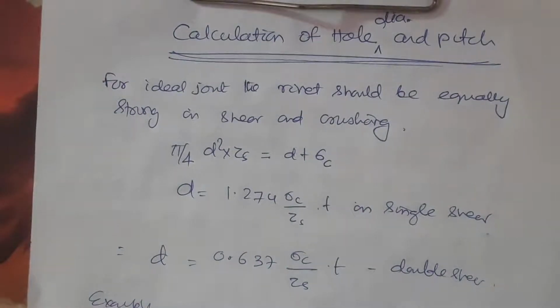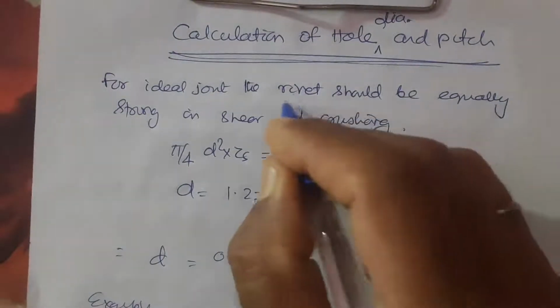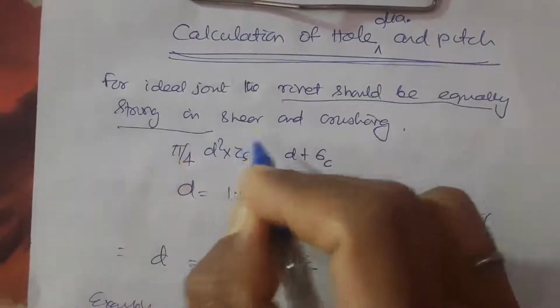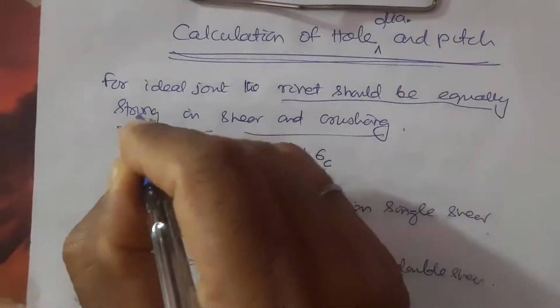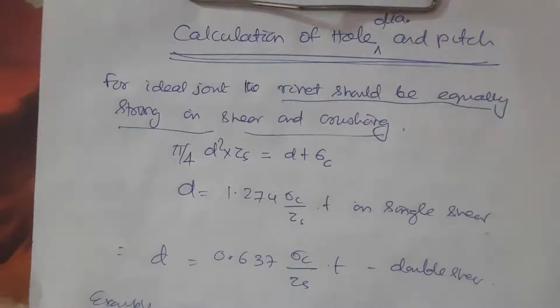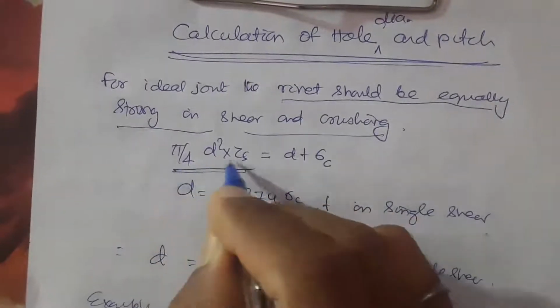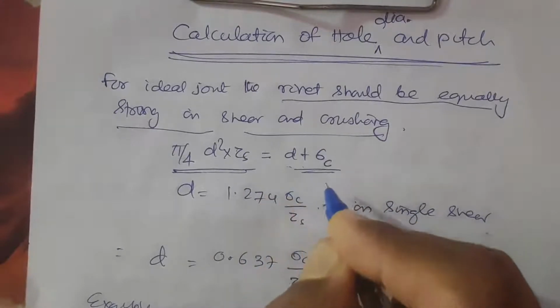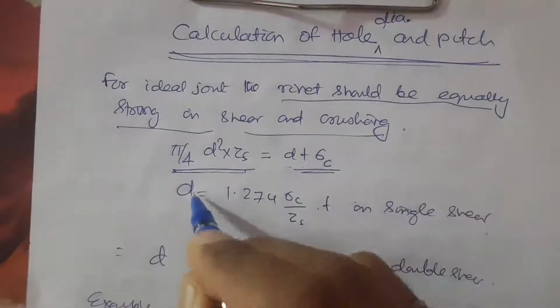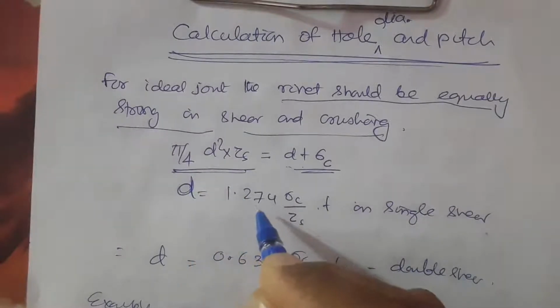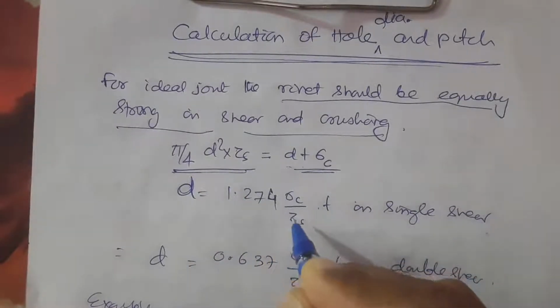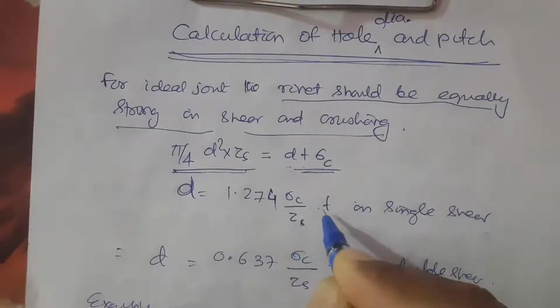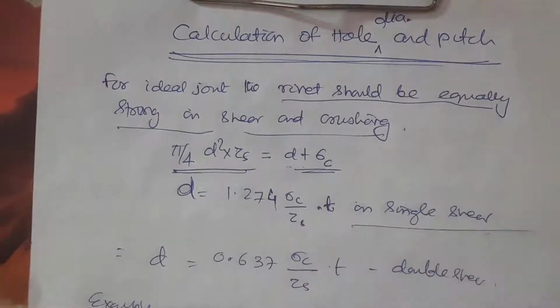So for an ideal joint, the rivet should be equally strong in shearing and in crushing. If you consider one rivet per pitch length, then π/4 d² τs is the shearing strength, which is equal to d into t into σc, the crushing strength. If you solve this, the diameter of the rivet will be 1.274 times σc by τs into the thickness of the plate. That is in single shear.